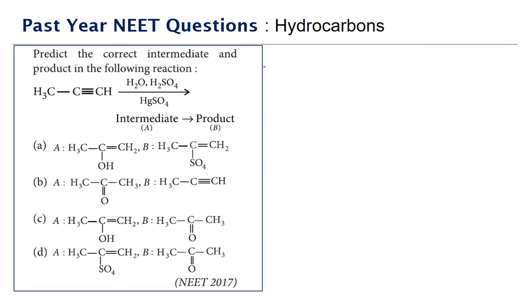Next, we have a question that has come in the year NEET 2017. Predict the correct intermediate and the product in the following reaction. So what is it? We have propyne reacting with HgSO4, H2SO4 in the presence of water. So they are asking what is the intermediate and what will be the product.